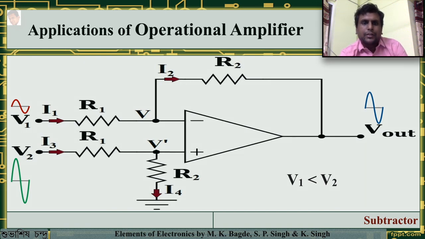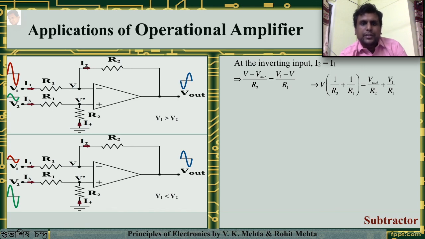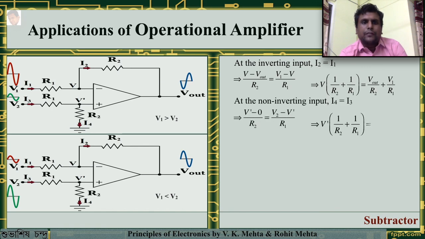Let us look into the mathematics. At the inverting input, I2 equals I1. So we get this equation, V minus V out by R2 equals V1 minus V by R1, which can be represented in this form: V into 1 by R2 plus 1 by R1 equals V out by R2 plus V1 by R1. At the non-inverting terminal, I3 is equal to I4, and we receive the equation V dash into 1 by R2 plus 1 by R1 equals V2 by R1.